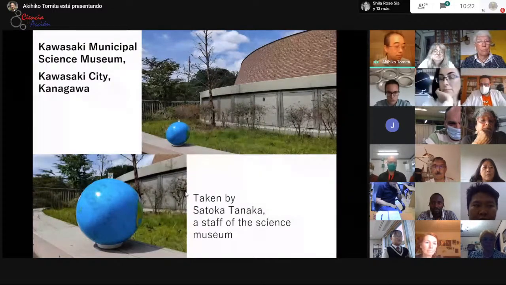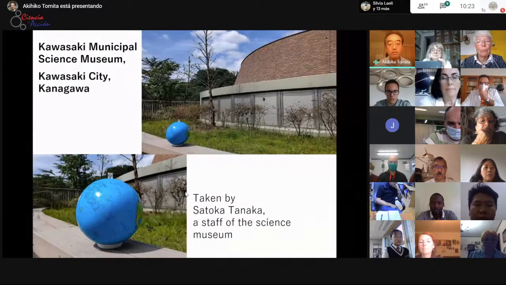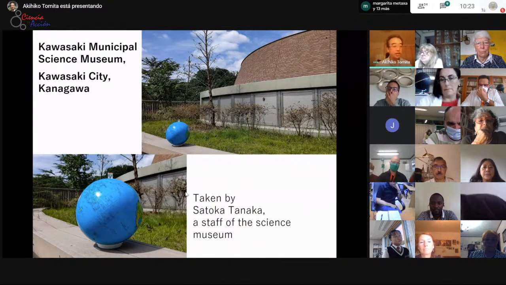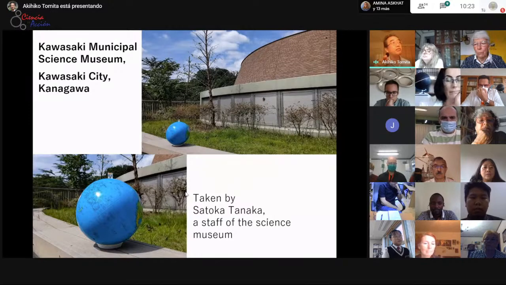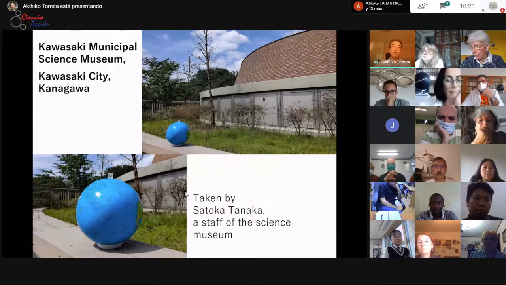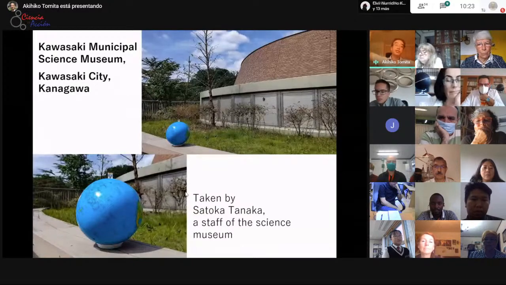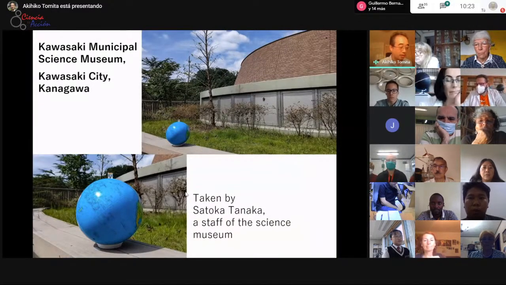Okay, so this photo was taken by a staff of the Science Museum called Sato Tanaka. She is one of the active astronomy educators in Japan. Just on the autumnal equinox day, in Japan, the latitude is about 35 degrees north. So the globe is tilted 35 degrees, and on the equinox day, the sunlight falls equally on the northern and southern hemispheres. Okay, so this is one example.